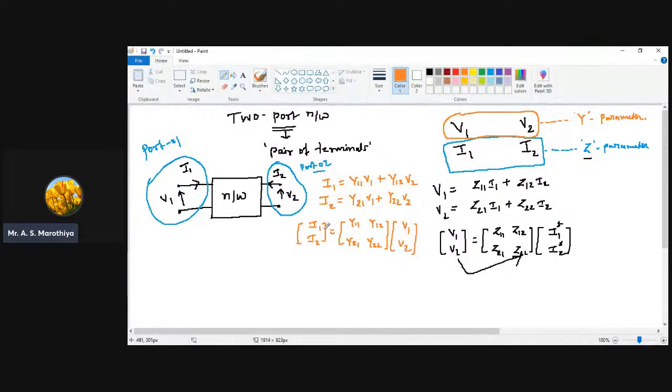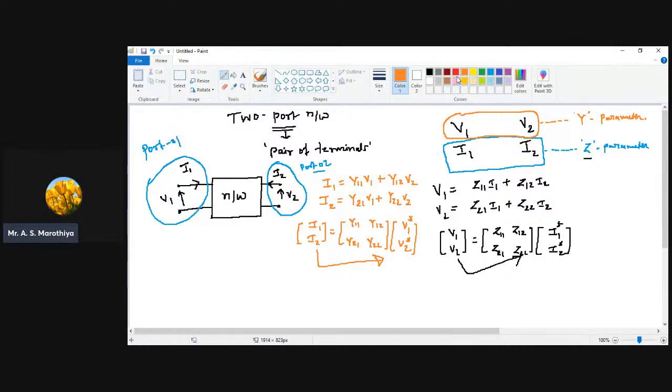Now from this it is very clear that v1 and v2 are independent, and we are trying to find out or define I1, I2 in terms of v1, v2. So here we have the relation in terms of admittance. That's why these parameters are called Y parameters. I hope this is clear to everyone.